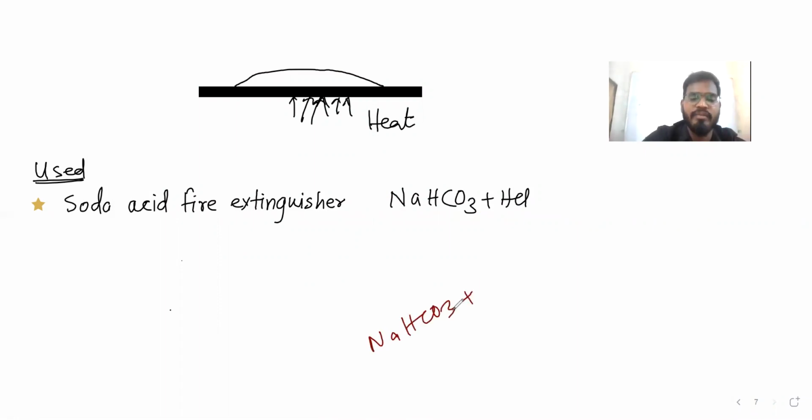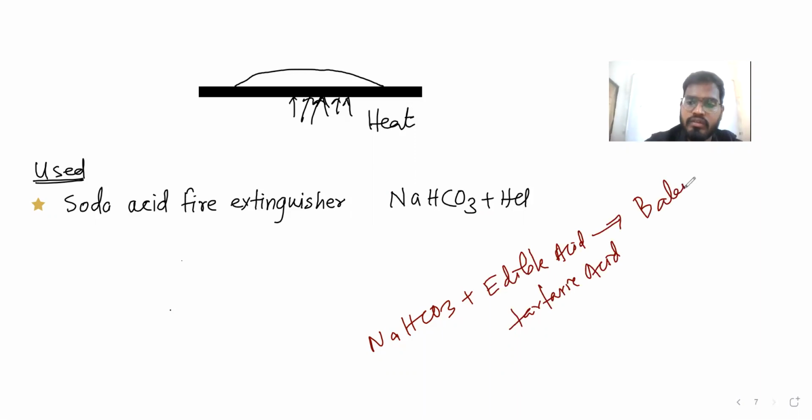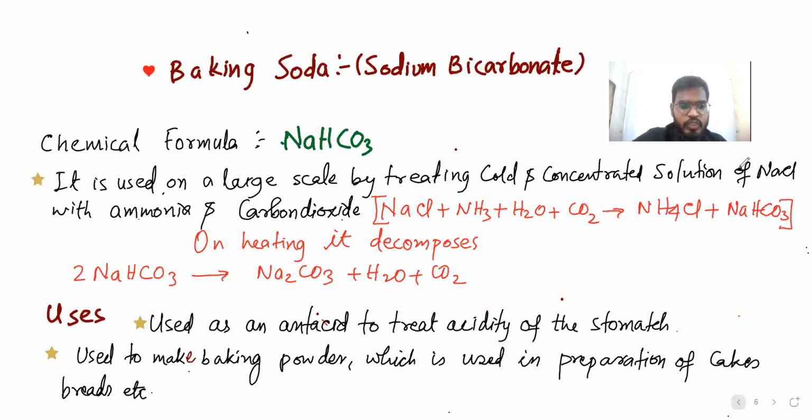NaHCO3 plus some edible acid, tartaric acid. If you add this, then it is going to convert into baking powder, right? Why are we making baking powder from baking soda? It is easy to use and it mixes properly, so it gives good nature. So this is used to make baking powder, which is used for the preparation of cakes and breads, right?